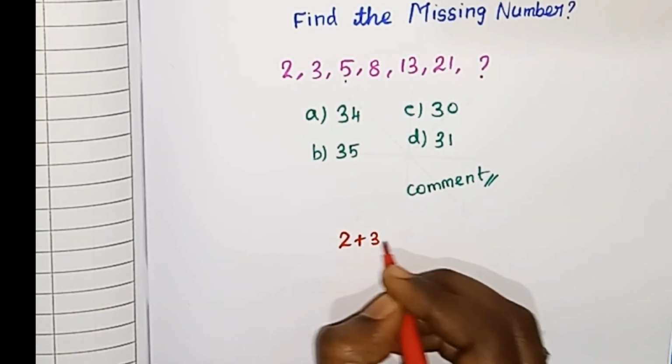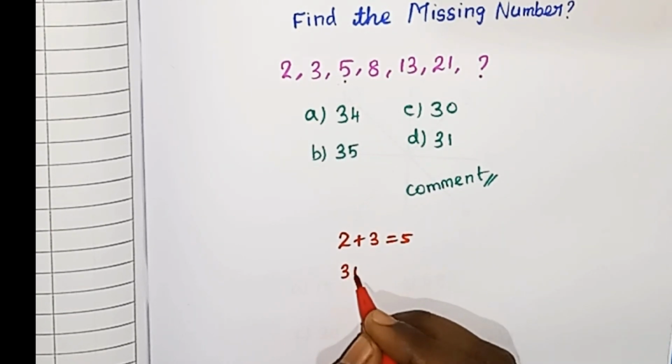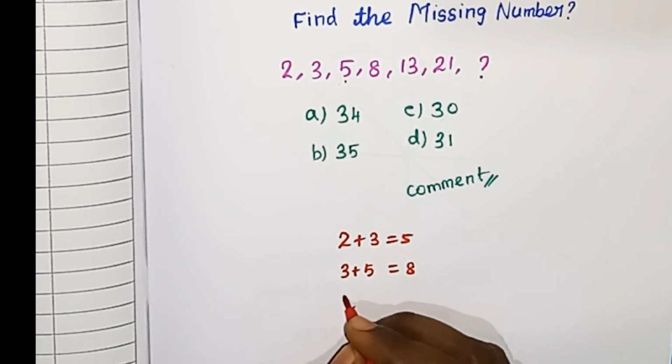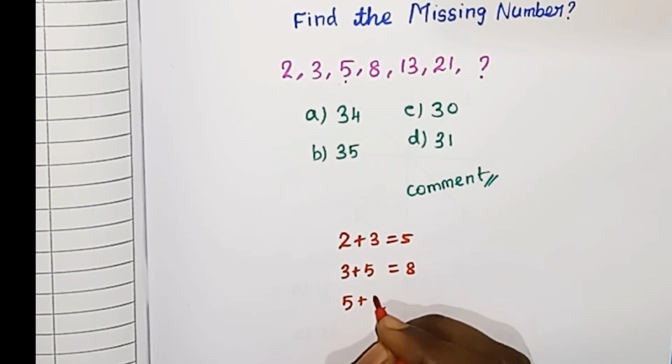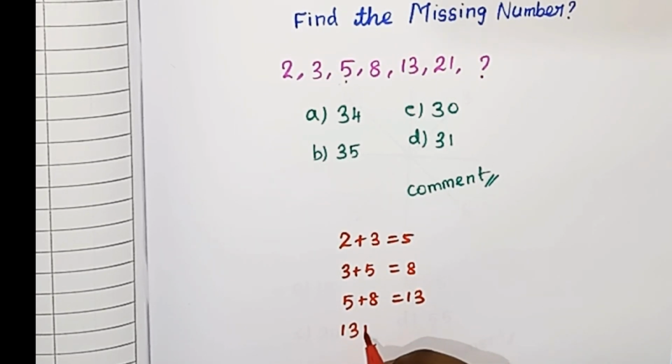2 plus 3 is 5. This is 5. And then 3 plus 5 is 8. And then 5 plus 8 is 13. So next 13.